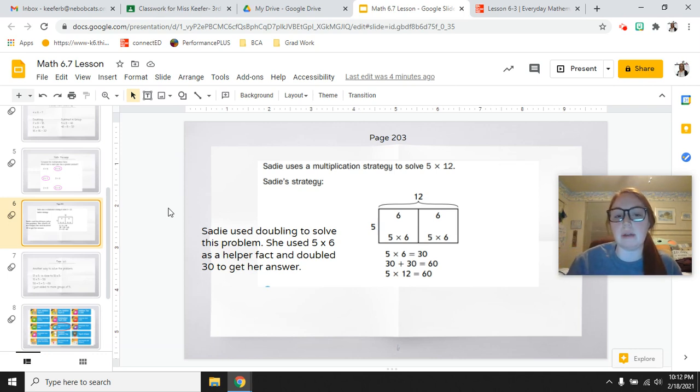Okay, so this is where you can pick one of the other strategies that maybe you like better than doubling, or just a different one, and you're using it to solve 5 times 12. So once you have part 1 copied down, which is talking about how Sadie used doubling, I want you to try and think about what other strategy you could use. I'm going to give you an example, but I also want you guys to have the chance to try it on your own and try to see how else you could solve this.